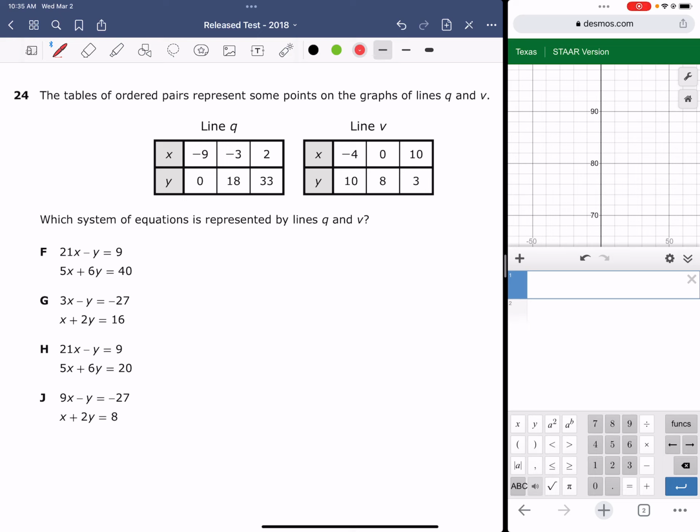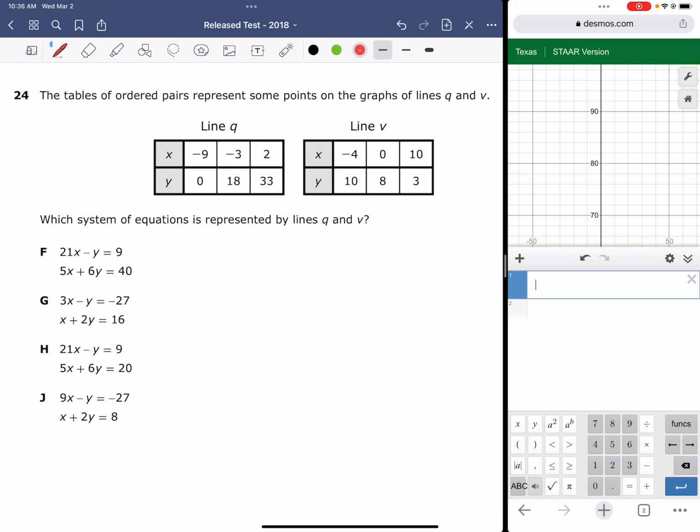The tables of ordered pairs represent some points on the graphs of lines Q and V. Which system of equations is represented by lines Q and V? You'll notice that the answer choices are all in what we call standard form. And when they are in standard form, we cannot type them into Desmos.